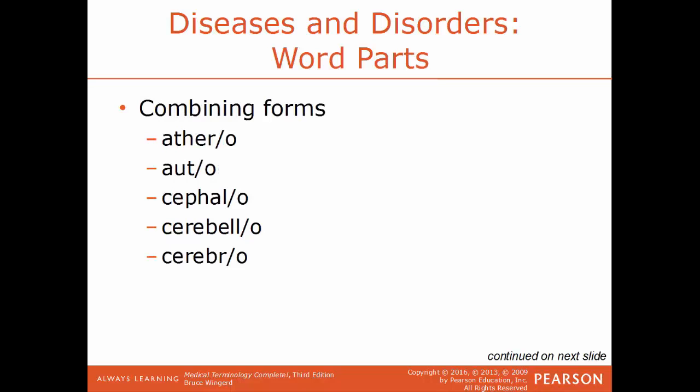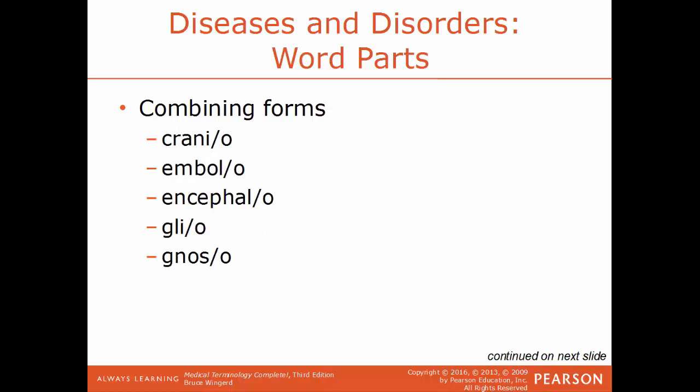Athero is a reference to plaques. Auto means self. Cephalo is a reference to head. Cerebello is a reference to the cerebellum. And cerebro is a reference to the cerebrum. Cranio is a reference to the skull. Embolo is a reference to an embolus, which is a floating blood clot. Encephalo is a reference to the brain. Glio is a reference to a glial cell, which is a supporting cell in the nervous system.